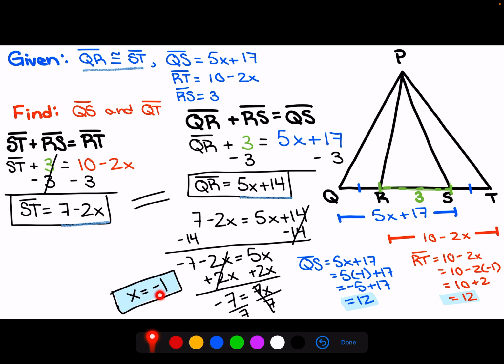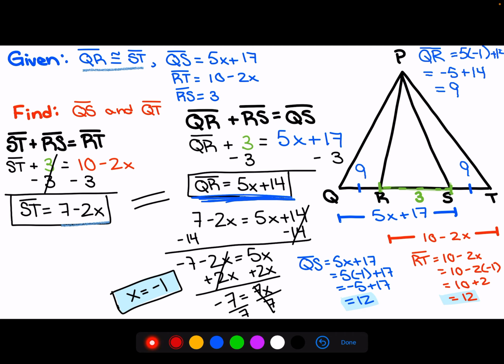Now that I know what x is, I can find QS and QT. So to do this, I'm just going to find out what QR is equal to. So QR is 5x plus 14, so let me go ahead and plug in negative 1 there. QR is equal to 5 times negative 1 plus 14. Again, I'm using this equation right here. This will give me negative 5 plus 14, which is 9. So QR is equal to 9, which means that ST is also equal to 9. So therefore, I can say Q to S is 9 plus 3, or 12 units.